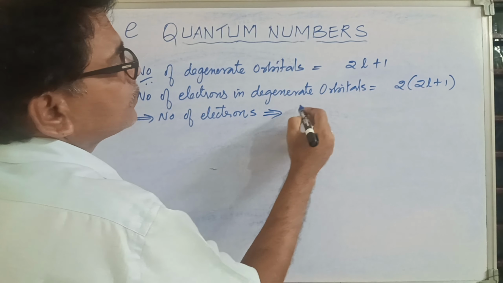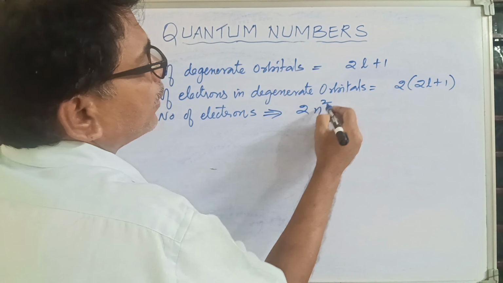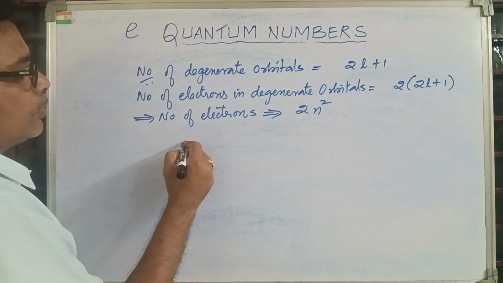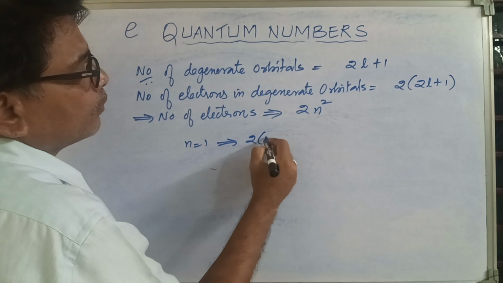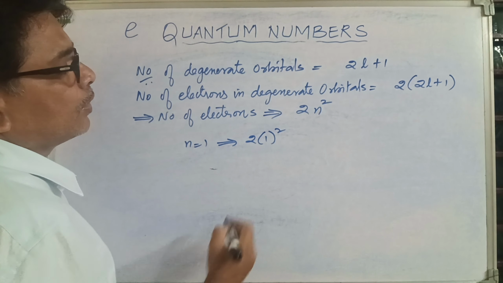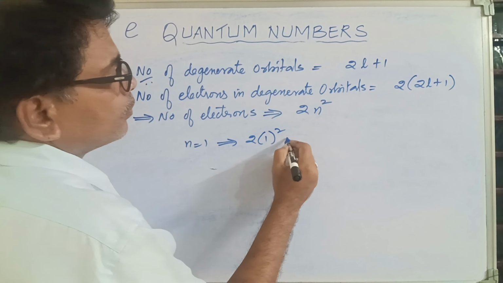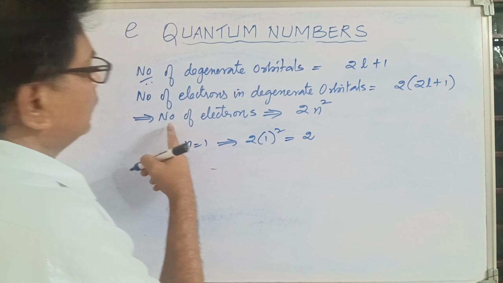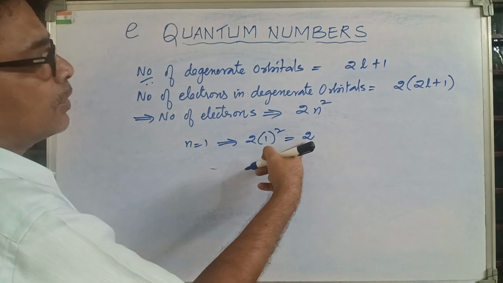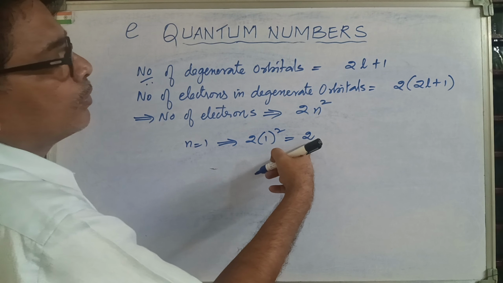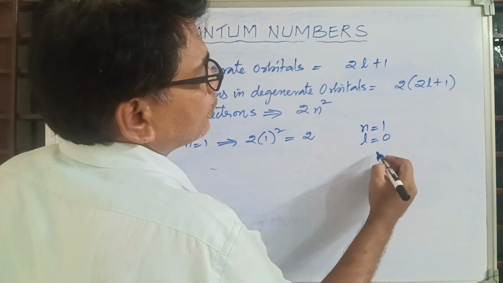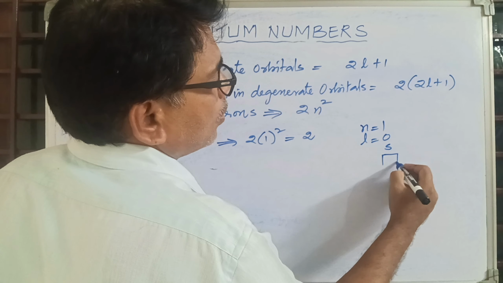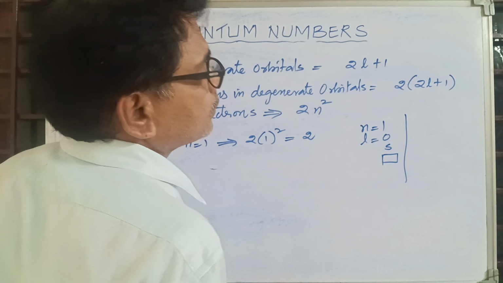And the formula is 2n square. Important one. So let us take n is equal to 1. So it is 2 into 1 square. 1 square is 1, 1 into 2 is 2. Therefore the number of electrons in the n is equal to 1 shell is 2. How? n is equal to 1 where L is equal to 0. 0 means you have only one box, so it holds 2 electrons.